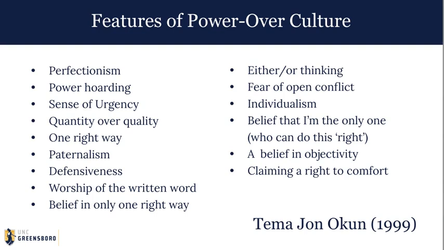Here are the components of what makes a power over culture. It's a heavy focus on things like perfectionism, power hoarding, a sense of urgency, quantity over quality, that there's only one right way, paternalism, there's a defensiveness, there's worship of the written word, there's belief in only one right answer. It's either-or thinking. It's a fear of open conflict. It's focused on individualism. It's belief that I'm the only one that can be right in this situation or do it right. It's a belief that objectivity exists, and it's a claiming a right to comfort.